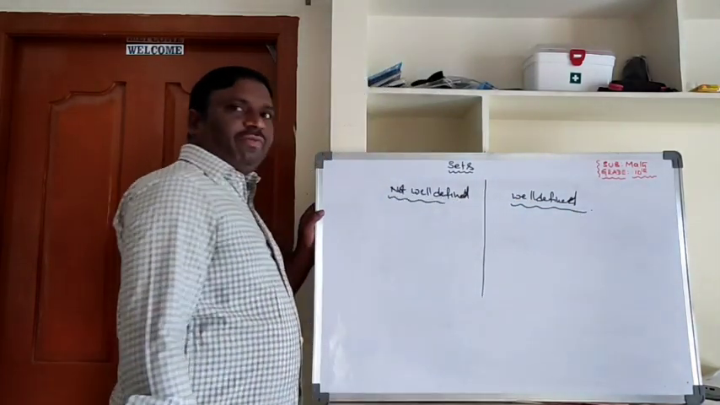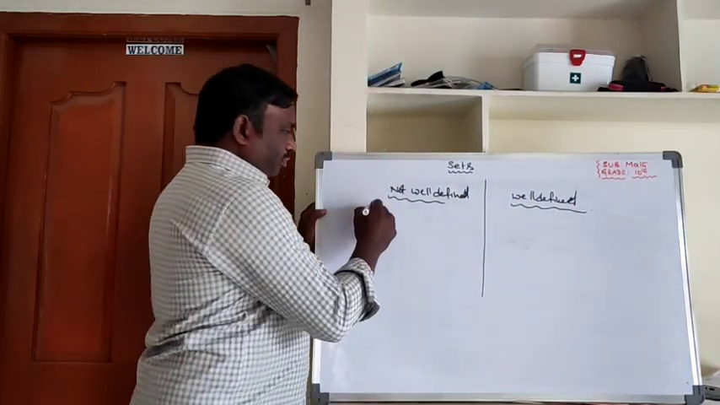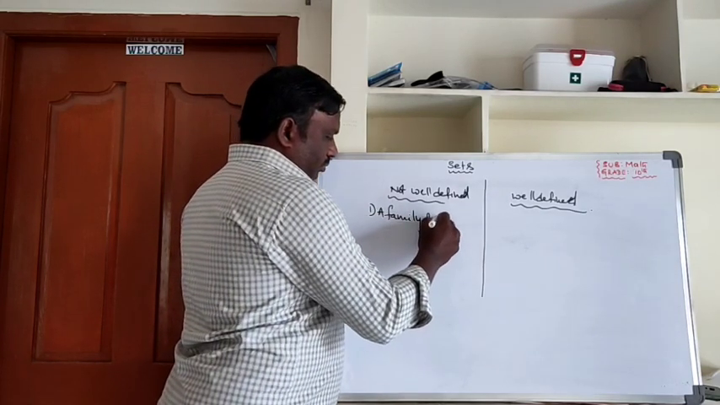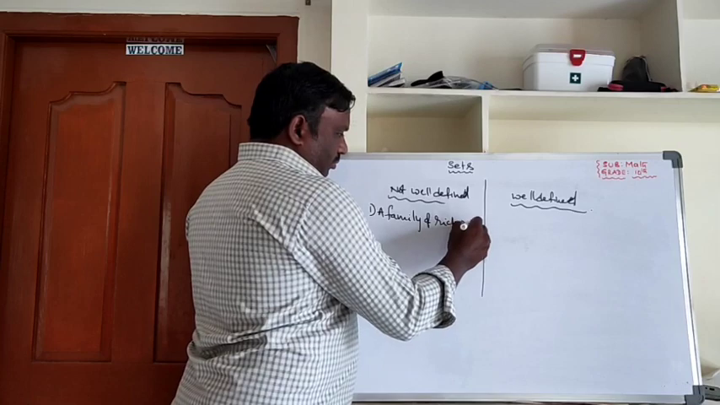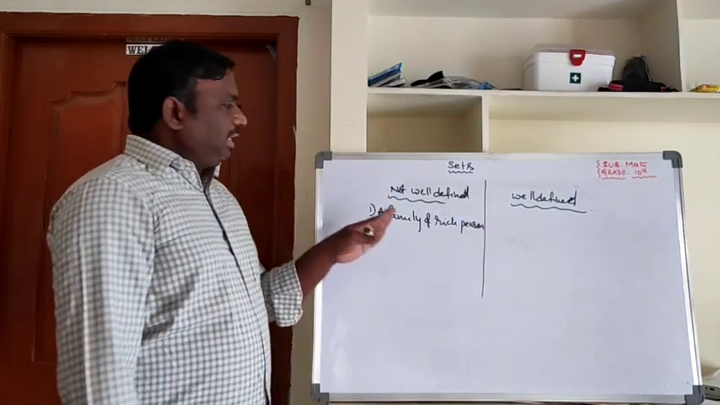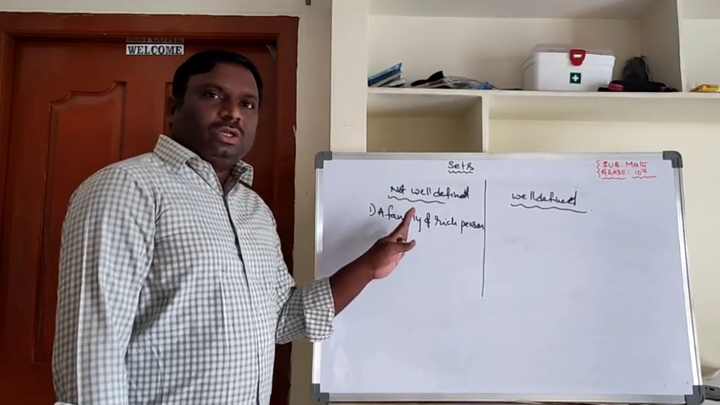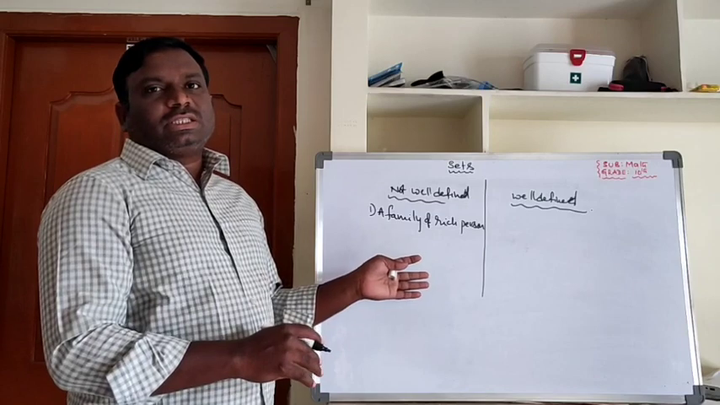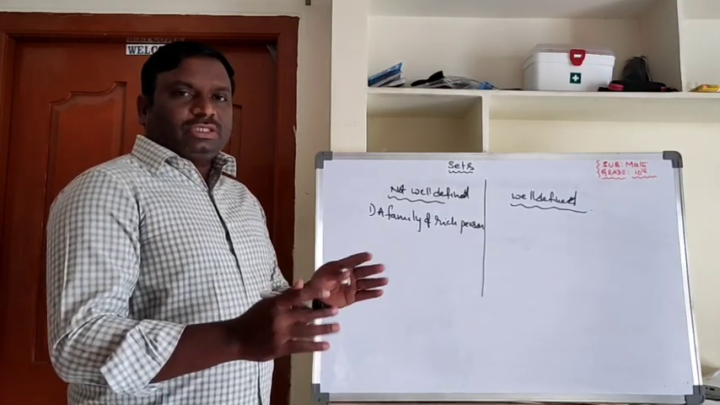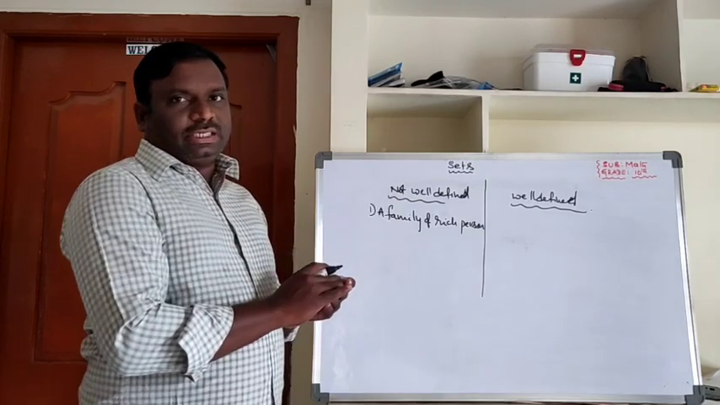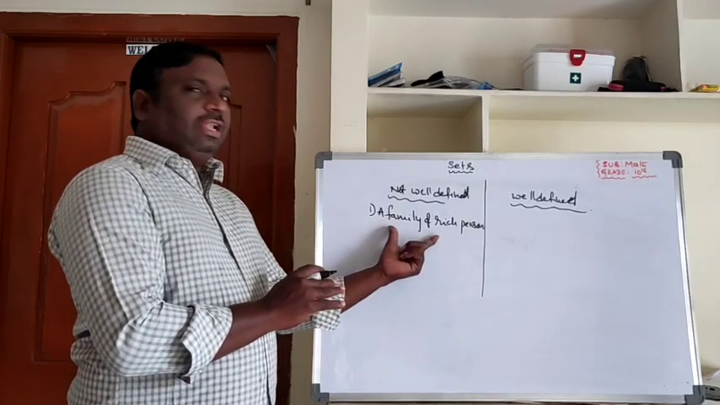So let us take a family of a rich person. This is not a well defined set, because there is no common property here, there is no rule here. Because different rich persons are there, we cannot take the persons to arrange in a set. That's why it is not a well defined set.